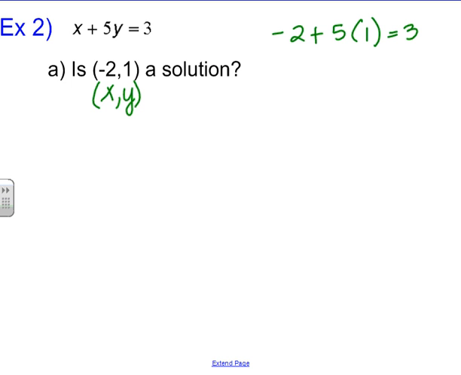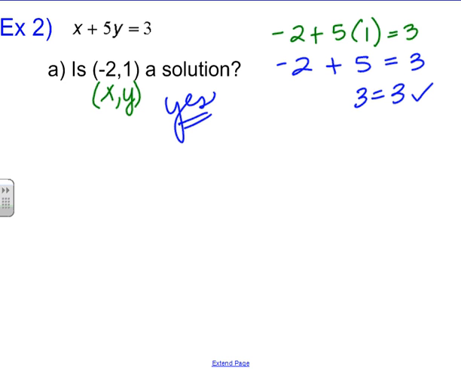All I have to do is follow the order of operations. Negative 2 plus 5 equals 3. Since both sides are equal, this ordered pair, negative 2, 1, is a solution. So we're going to say yes, it is. This is our proof, and it's important to have proof to explain why you're saying what you're saying. Okay, let's try it again.